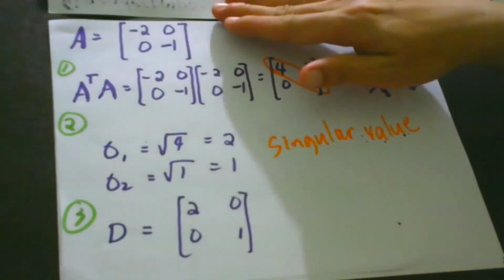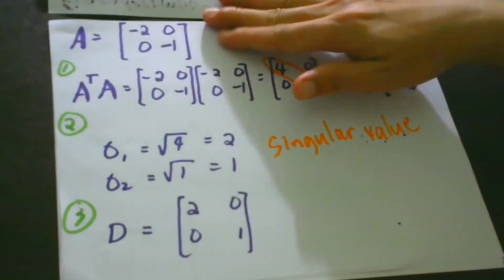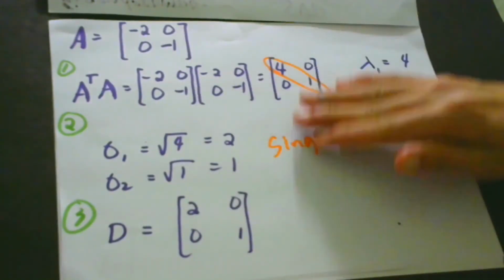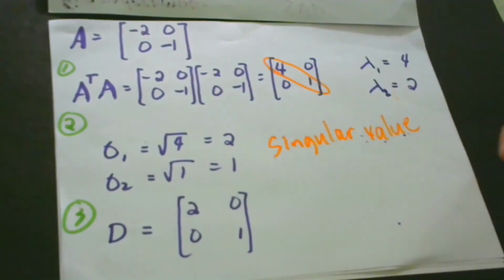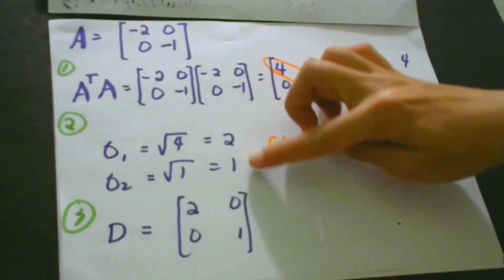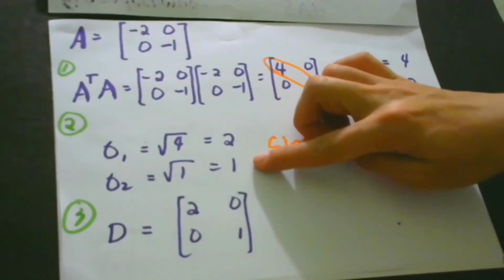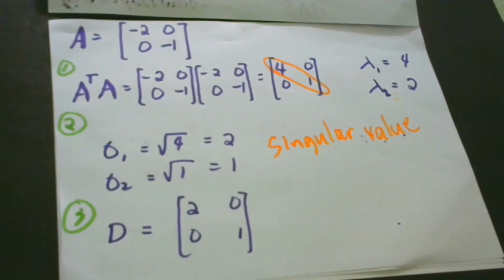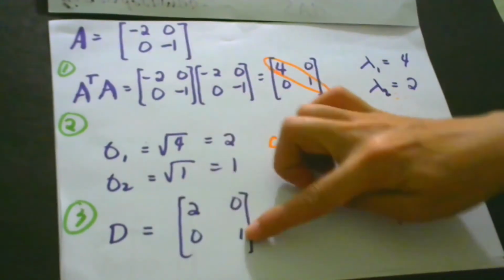Another thing is that it contains the singular values. So what are our singular values? Our singular values are 2 and 1. Where are we going to write the singular values? We write the singular values in the diagonal. See?